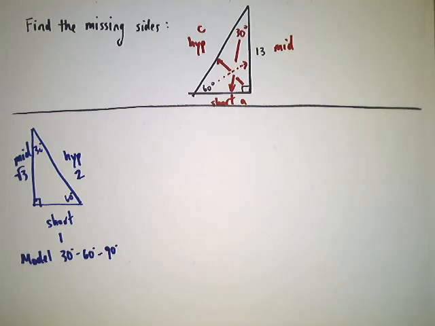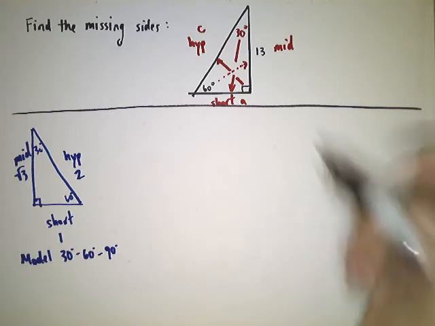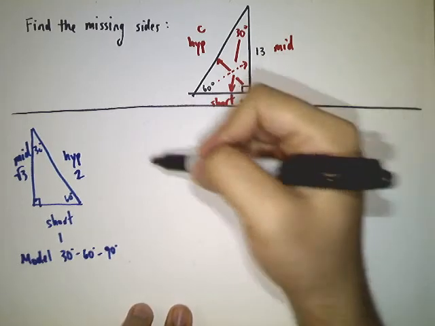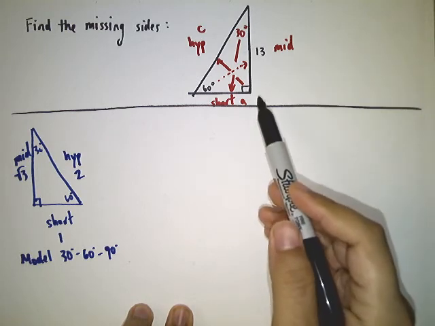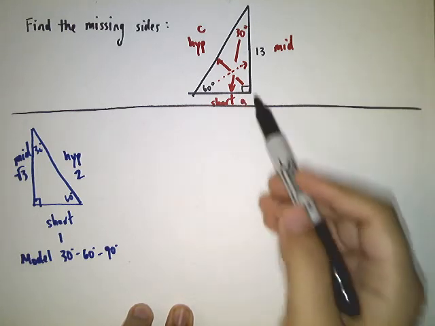Once we have that, we can start setting up our proportions. So let's start by choosing one side we know. First, we'll do the middle side as the one we know, and the one side we don't know. So how about we solve first for the short side?